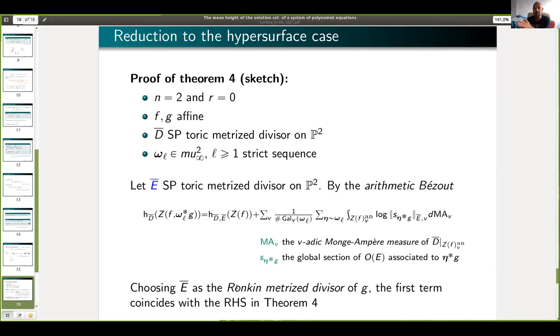It's called Ronkin because it's a toric metrized divisor whose associated family of concave functions are exactly these duals of the Ronkin function. It's a construction that you can do when you start from a given polynomial: you can construct a natural metrized divisor on your toric variety, on your P1 in this case. If you choose it like that, then this part will be equal to the formula you want, the sum of the mixed integrals. So finally, if you make this choice, what you need is to show that all this quantity is going to zero when your torsion points get more and more generic.